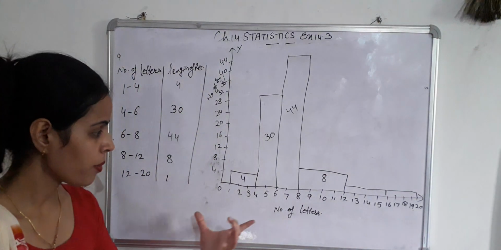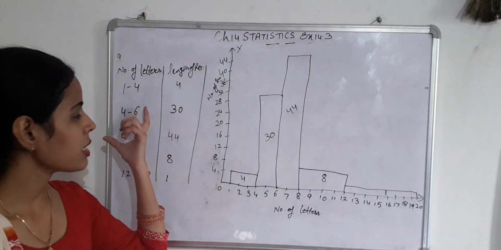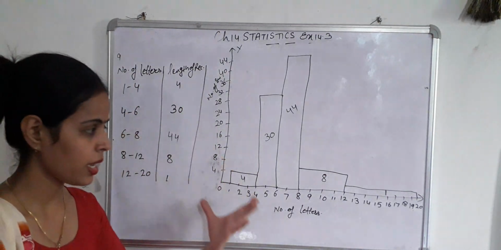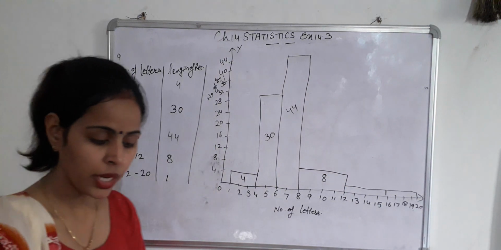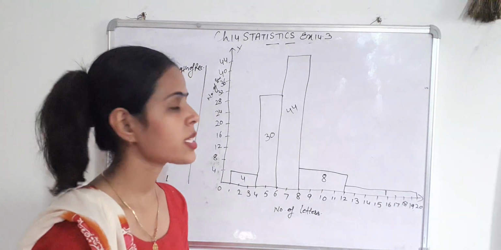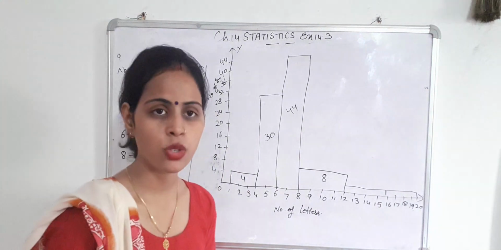Now the histogram for number of letters and number of surnames is complete. Question number 9 is complete. With this question, our exercise 14.3 is also complete.